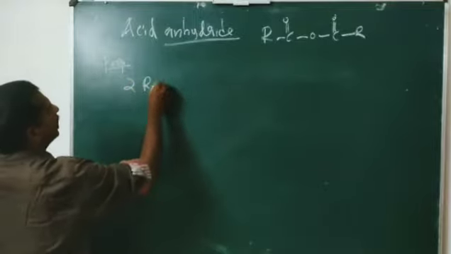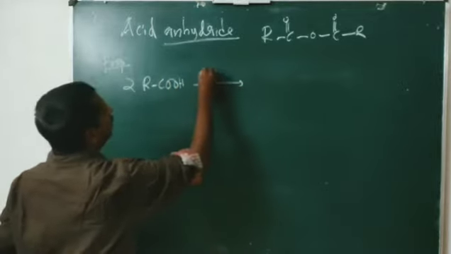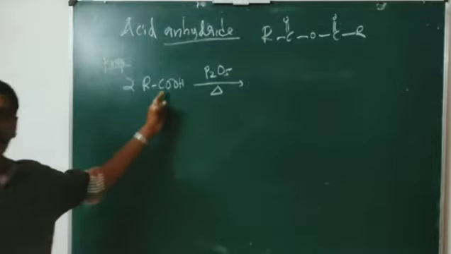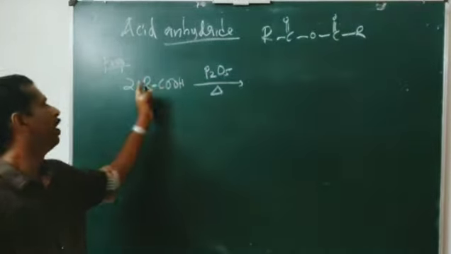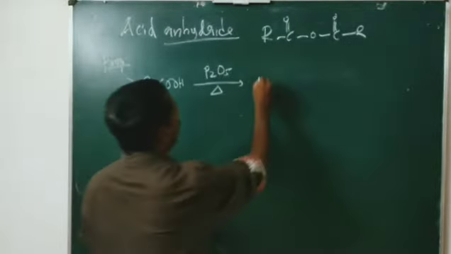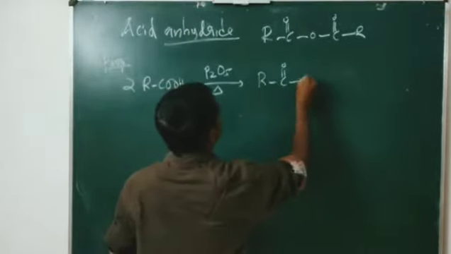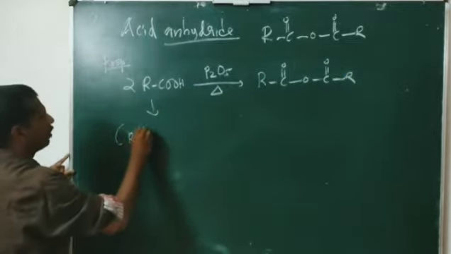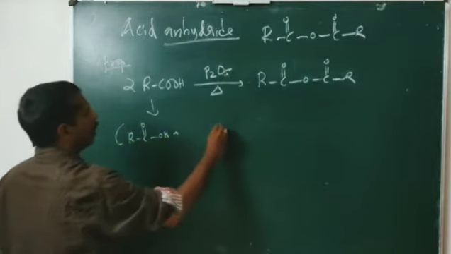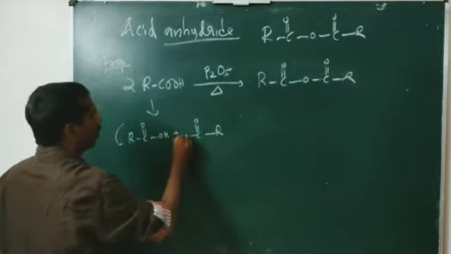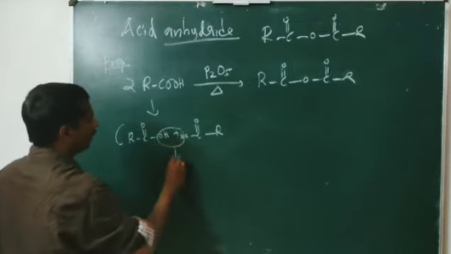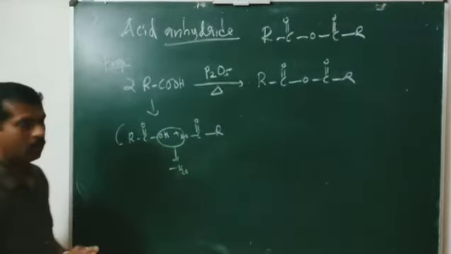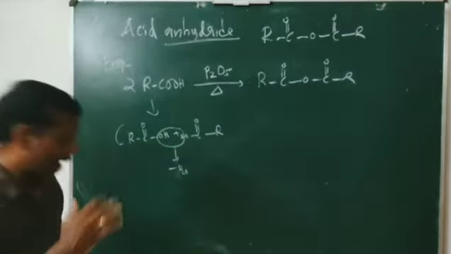Two molecules of acid, RCOOH, when heated in presence of P2O5, phosphorus pentoxide, join together and we get RCOOCOR. Look here, RC double bond OH, and one more molecule, RC double bond OH. H2O is eliminated, minus H2O. What do we get? RCOOCOR. This is the method of preparation of anhydride.